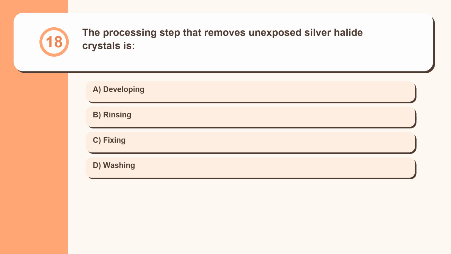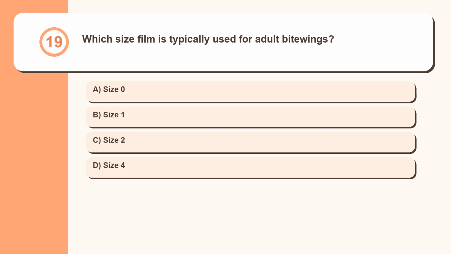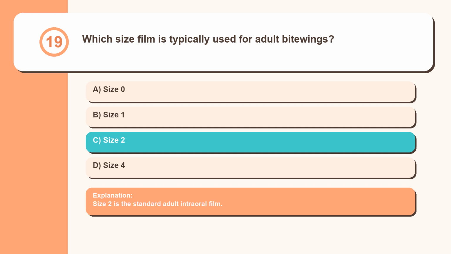Question 18. The processing step that removes unexposed silver halide crystals is developing, rinsing, fixing, washing. Fixing clears the film and hardens the emulsion. Question 19. Which size film is typically used for adult bite wings? Size 0, size 1, size 2, size 4. Size 2 is the standard adult intraoral film.